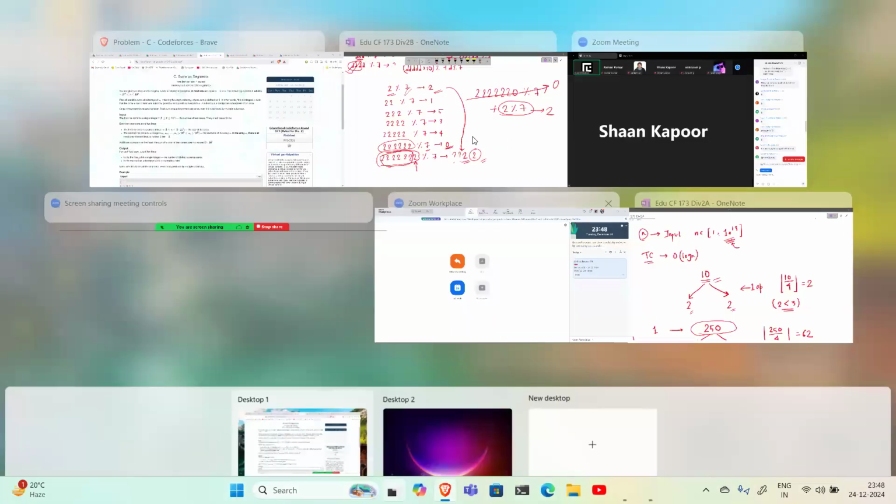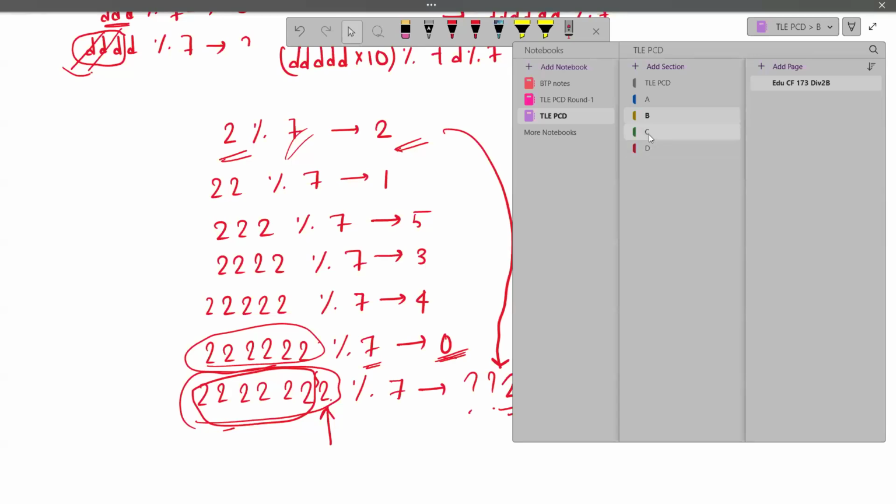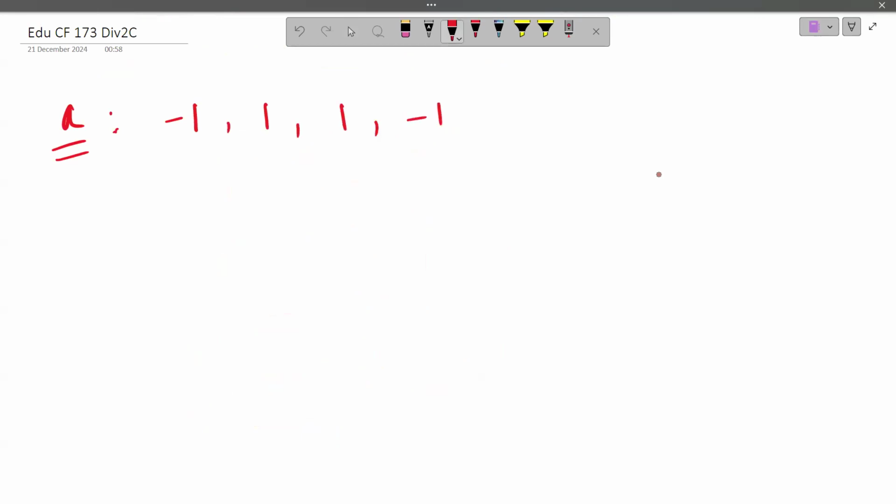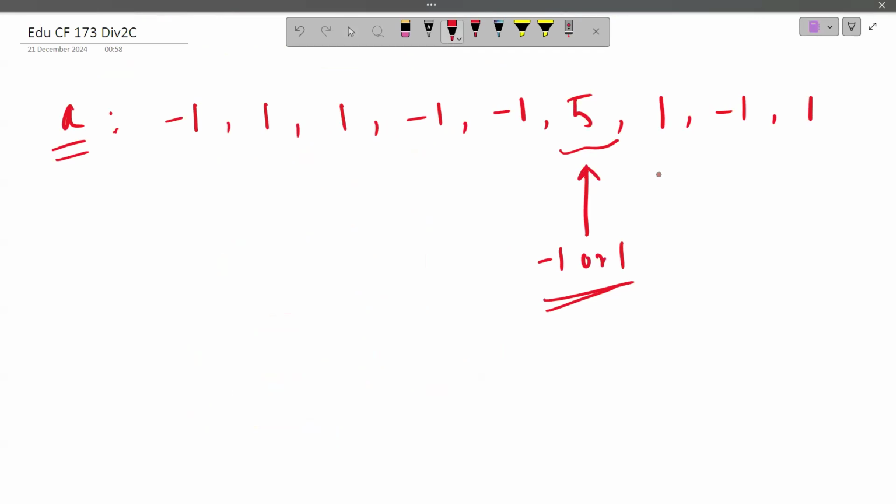Okay, so let me quickly explain the problem once. The problem says that we are given an array A, which has integers that are all 1 or -1. And there may be one value which is exceptional. So here there is one value which is neither 1 nor -1. It is not guaranteed that such a value would be present. But if such a value not equal to 1 or -1 is present, then there is at most 1 of them. So this is what the question says.